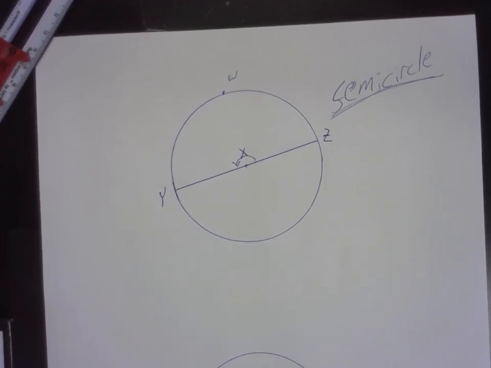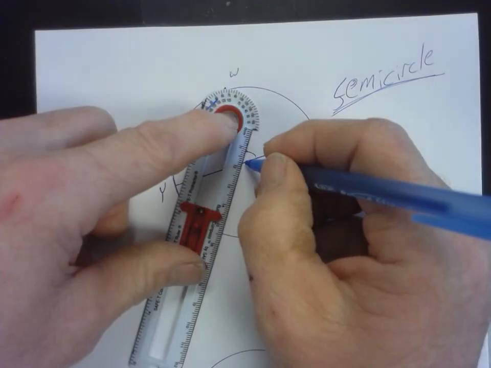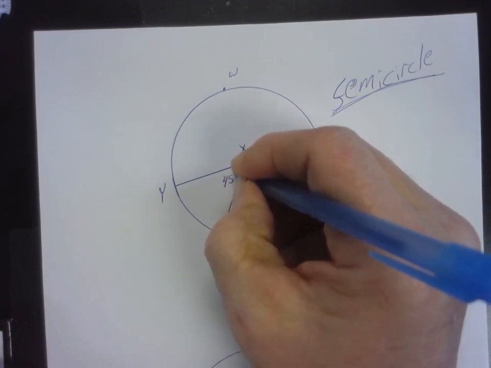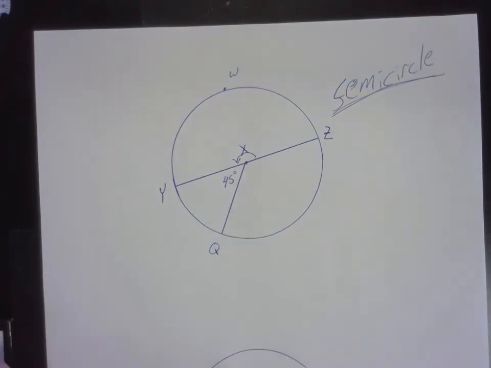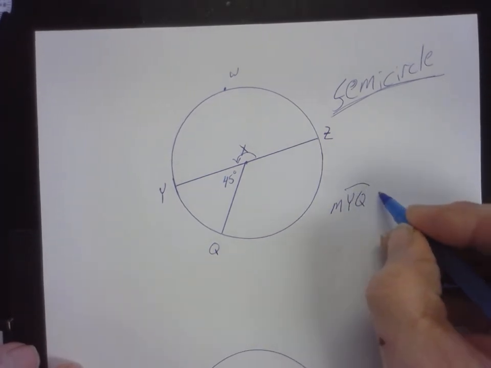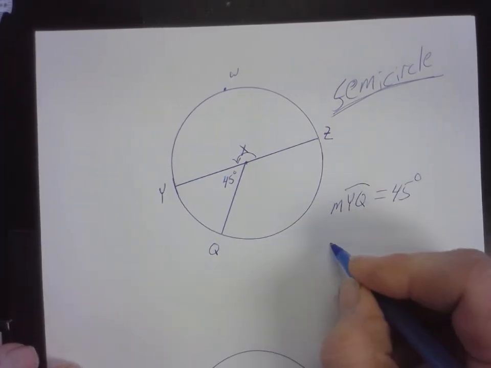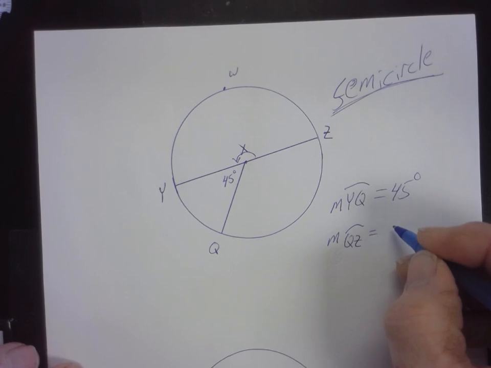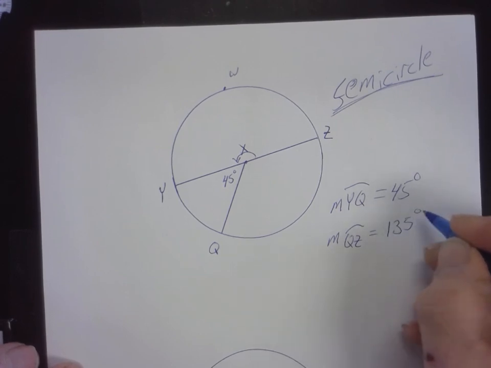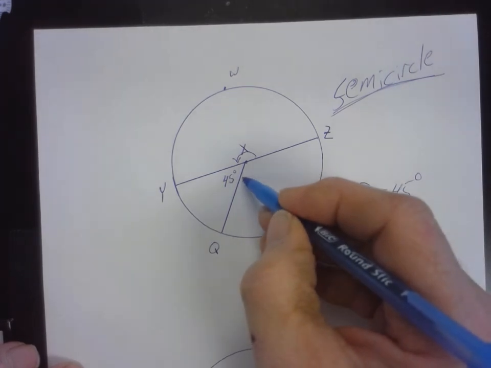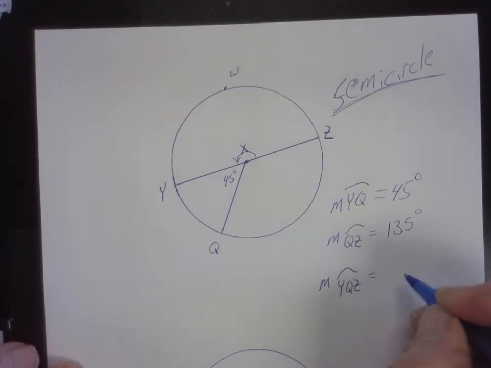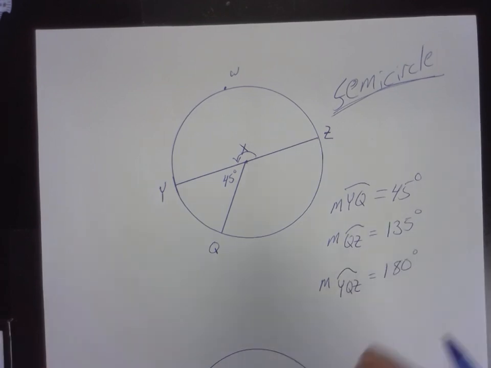All right, that's pretty simple. Hey, what if I give you this and I tell you the measure of this angle is 45 degrees? Can you tell me the measure of arc YQ? Yeah, 45 degrees. Can you tell me the measure of arc QZ? Yeah, you got it, 135. Just, it's 180, subtract the 45, right? Okay. Can you tell me the measure of arc YQZ? Yeah, it's 180. It's a semicircle, isn't it?